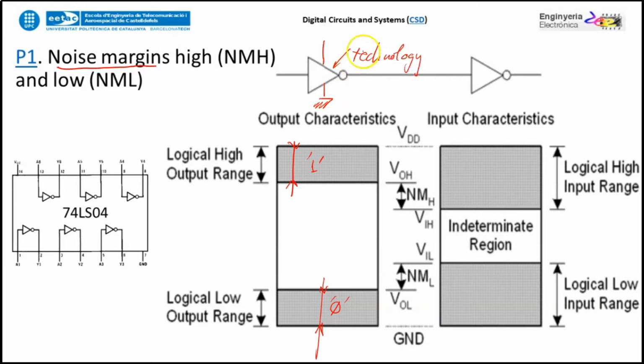gate technology, and the power supply to which the gate and the digital circuit is connected. So let's talk about this, and then let's emphasize the meaning of the noise margin high and the noise margin low that make possible to connect gates together, and build digital circuits using the same technology.